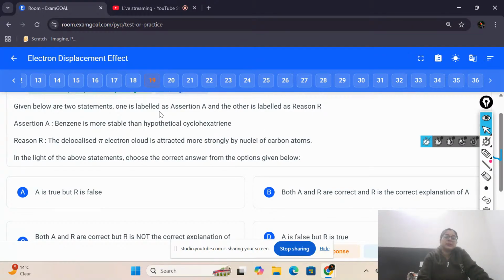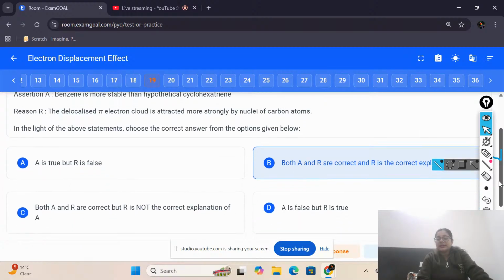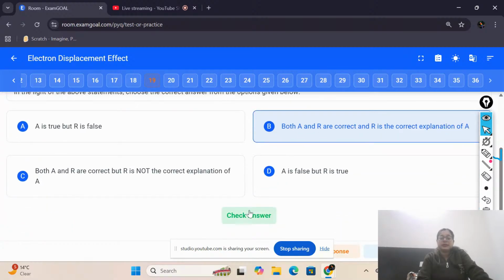Given below are two statements. One is labeled as assertion and the second is labeled as reason. Benzene is more stable than hypothetical cyclohexatriene. Yes, benzene is more stable. Why is it more stable? Because the delocalized pi electron cloud is attracted more strongly by the nucleus of the carbon. That is also correct. So the assertion is correct and the reason is the correct explanation. Benzene is stable because of the delocalization of pi electrons. Both are correct, and the reason is the correct explanation of the assertion. So option B will be the correct answer.